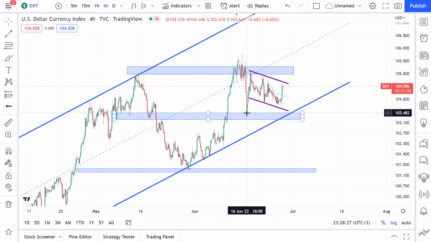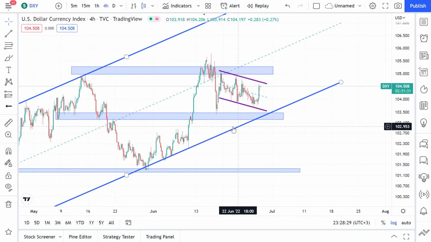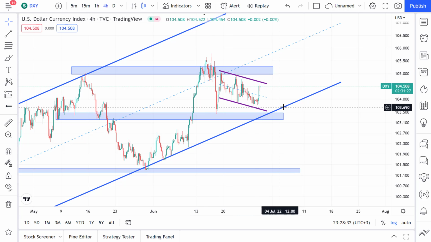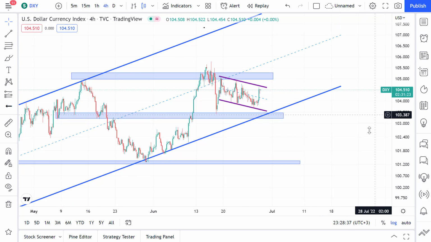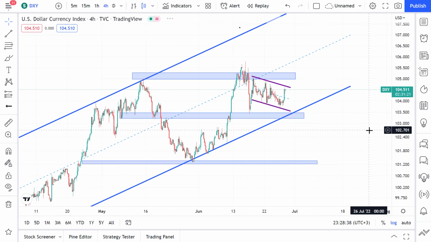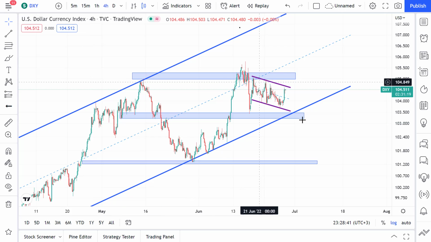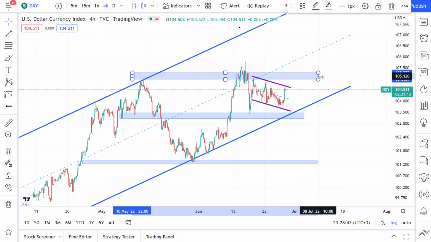We have analyzed DXY, and we understood that we are in a kind of downtrend, and we are moving toward the lower line of the channel. And what we can see for DXY is the uptrend channel, and still we can see a strong dollar in the next days and in the following days.